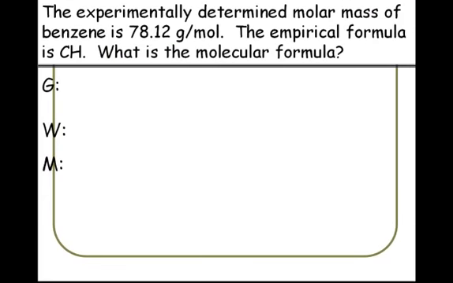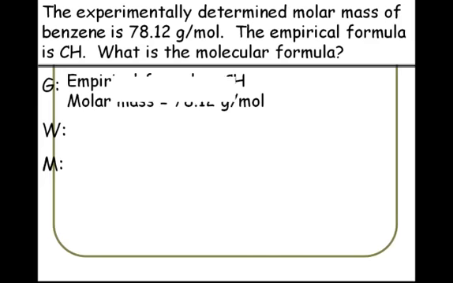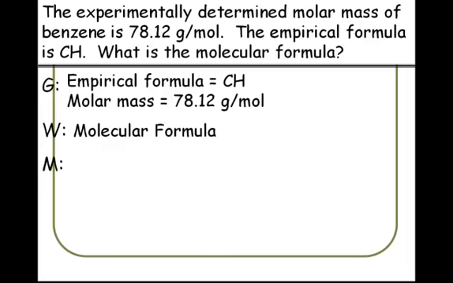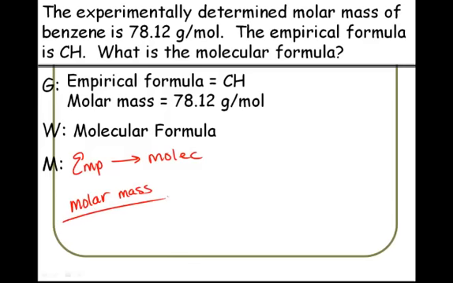The experimentally determined molar mass of benzene is 78.12 grams per mole. The empirical formula is CH. So what's the molecular formula of benzene? Well, we're given the empirical formula as CH, and we're given the molar mass as 78.12. We want the molecular formula. So again, our map will go from empirical formula to molecular formula, and we do that by taking the molar mass and dividing it by the empirical mass.